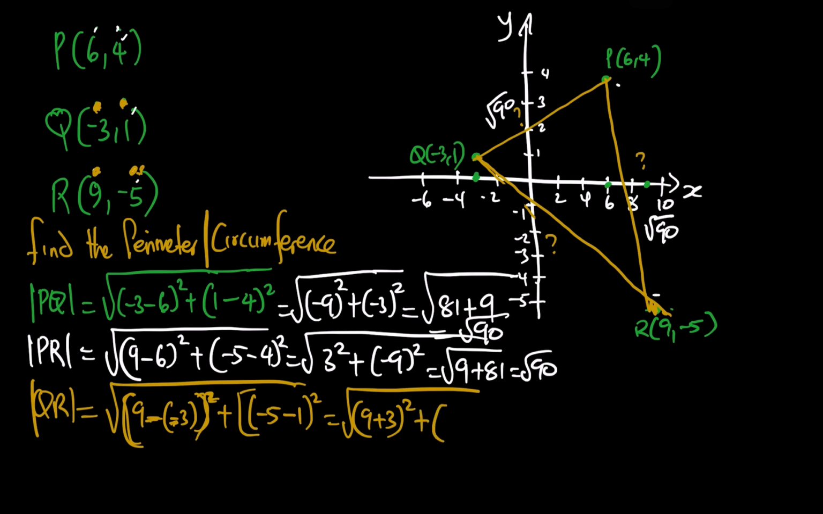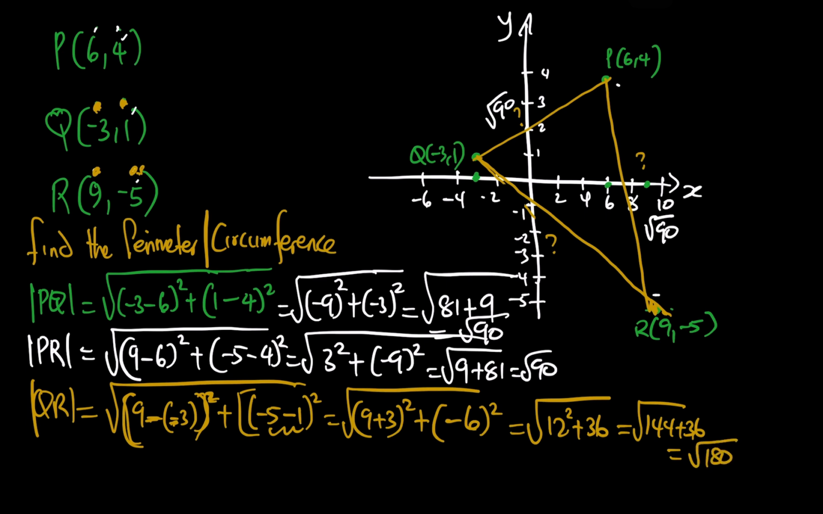Plus this one, these two give us negative 6 squared. And we end up getting a 12 squared plus a 36, which gives us 144 plus 36, which is equal to square root of 180. So here, this side is square root of 180. And we know this is the same as 2 square root of 90, because this is 90 times 2.